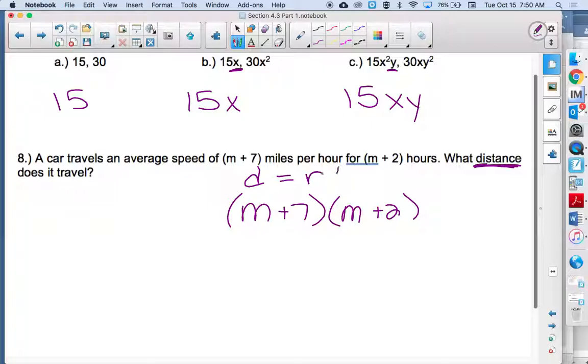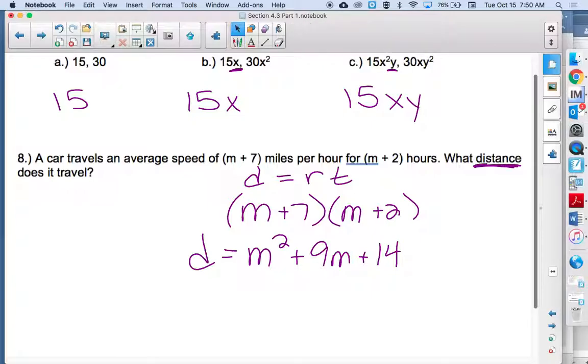Distance is equal to your speed times time. So if I know how fast I'm going and how long I'm traveling, I can calculate the distance. So multiplying these together, Nick, what do you get? M squared plus 9m plus 14. Right. And that would be equal to distance. So if I knew what m was, I could calculate my distance based off of the quantity that I'm using for speed and time. So that's just a little review.